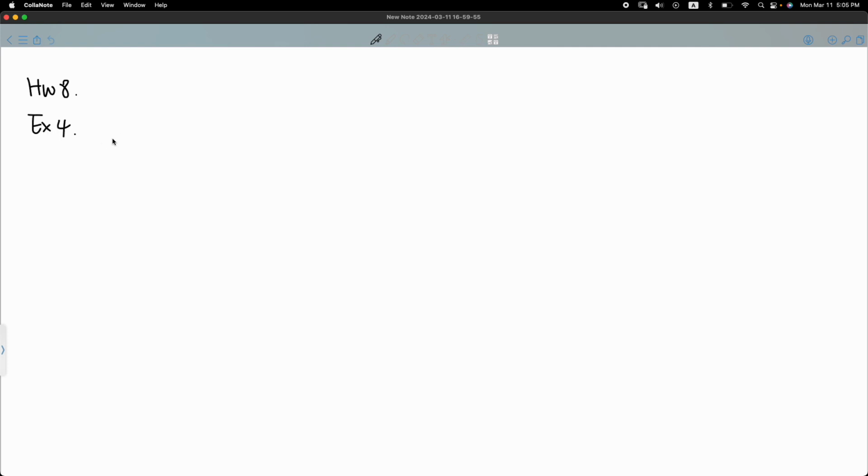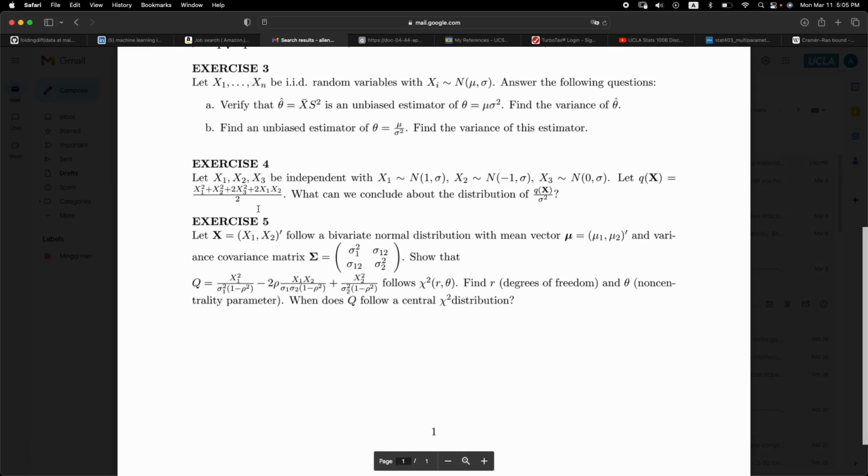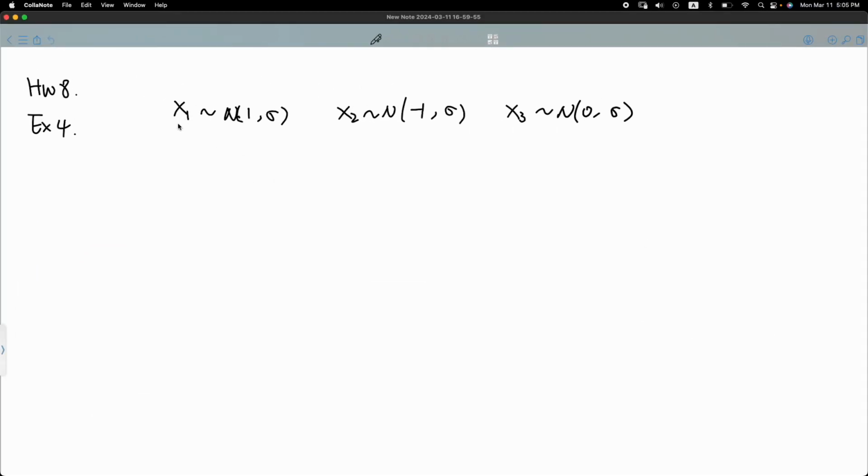exercise 4. Okay, so I think we have x1 from a normal with mean 1 and sigma, and then x2 is coming from a normal with mean -1 and sigma, and also x3 is coming from a normal of 0 and then sigma. So it seems like they share the same variance, but different mean values. So we are trying to show, or to talk about, what is the distribution for q of x over sigma squared. And q of x is having that particular form.